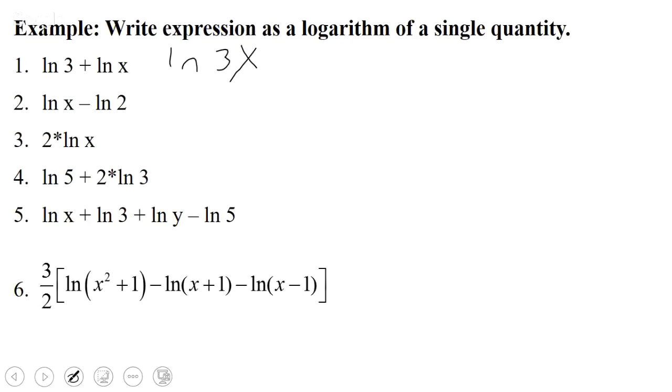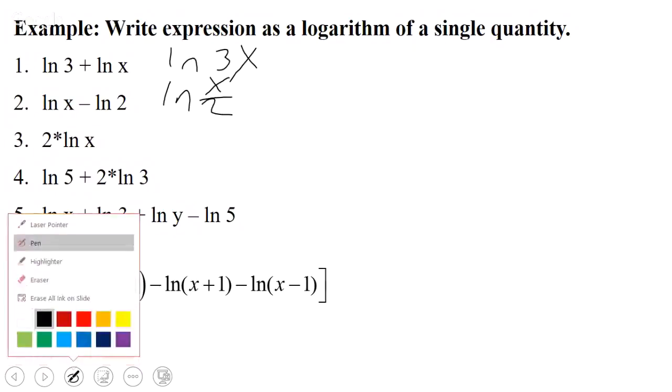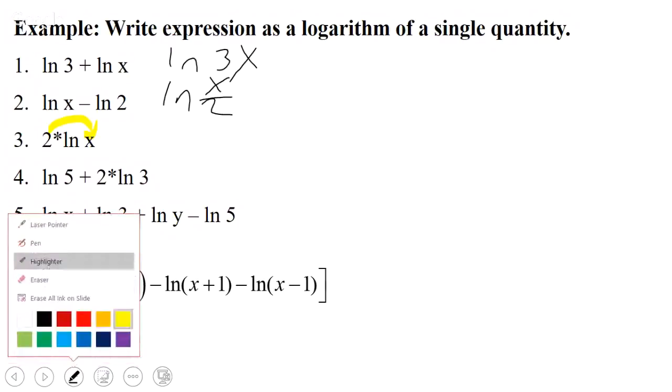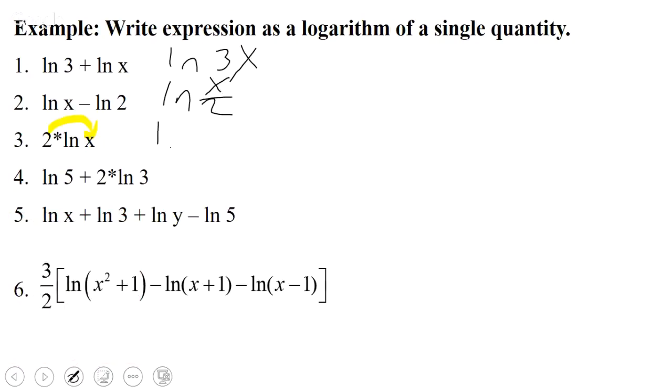I have subtraction for number 2. That means I can divide. So I have ln of x over 2 because 2 is being subtracted, so it's in the denominator. Number 3, I have 2 times ln of x, so I can take that number in front and make it into an exponent. So that gives me ln of x squared.